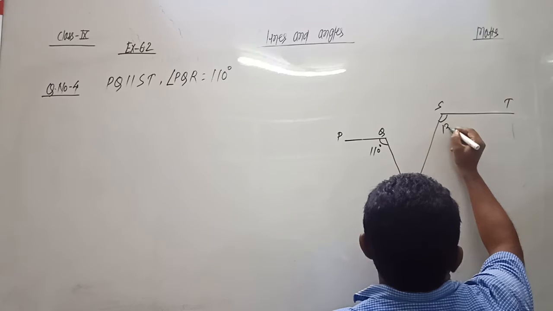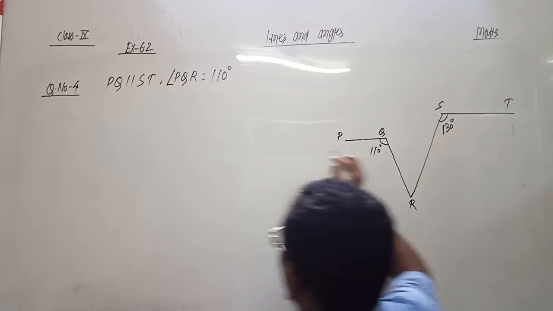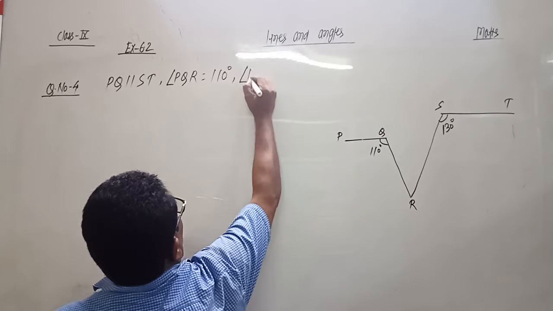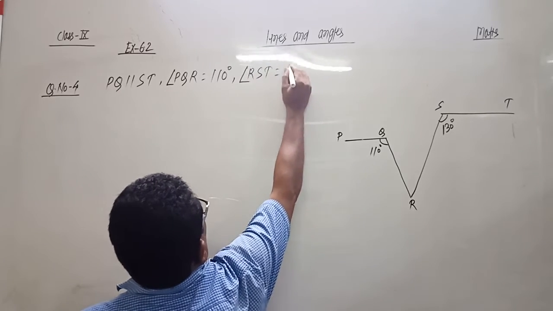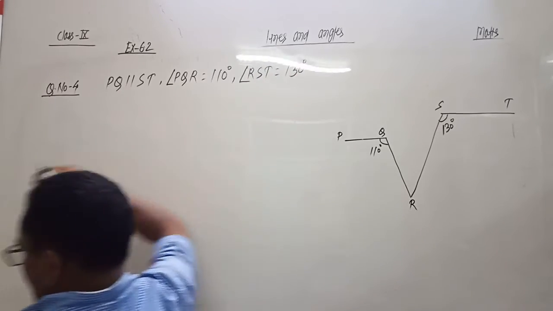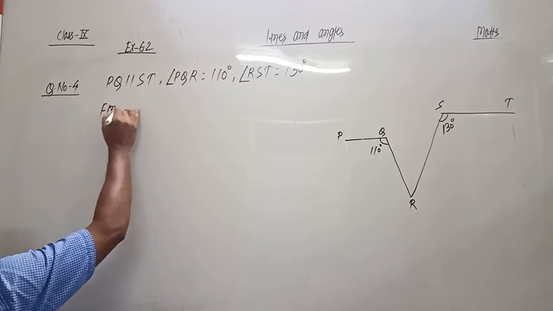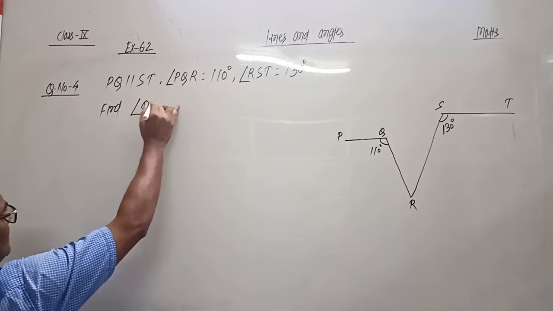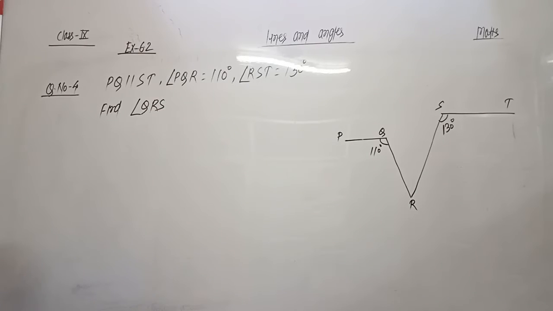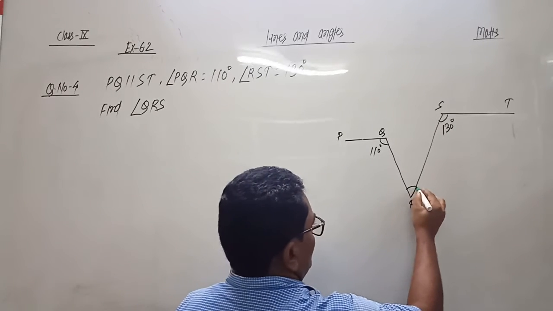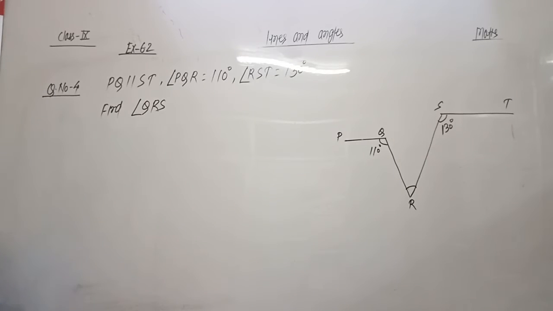Angle RST is equal to 130 degree. Then find angle QRS. This angle we have to calculate. We have to calculate angle QRS.